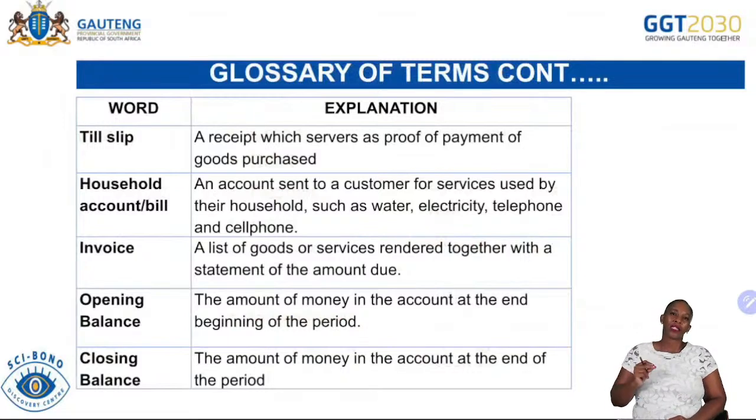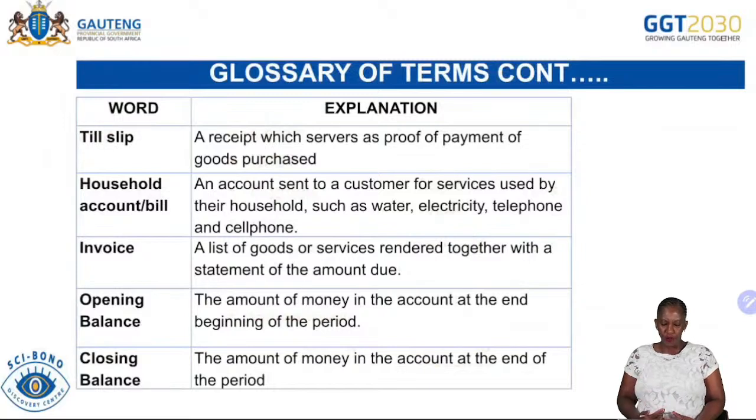So why is it important that you also get a till slip? Maybe when you get home you find that the item that you bought is not in good condition. You are able to take it back to the shop and say, I bought this yesterday and I find that it has expired, or it's broken, or it's not the condition I was expecting it to be. Then they'll say, where's the slip, where's the proof of payment that you bought this item? Then you give them the till slip.